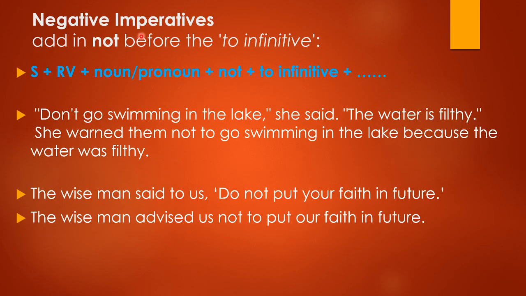Now we come to the negative imperatives. So you have to add not before the to infinitive form. So the structure becomes subject plus reporting verb plus noun or pronoun plus not, and then comes the to infinitive form and then the rest of the sentence. For example, don't go swimming in the lake, she said, the water is filthy. So she warned them, so don't go swimming. So it's a kind of warning. So she warned them not to go swimming in the lake because the water was filthy.